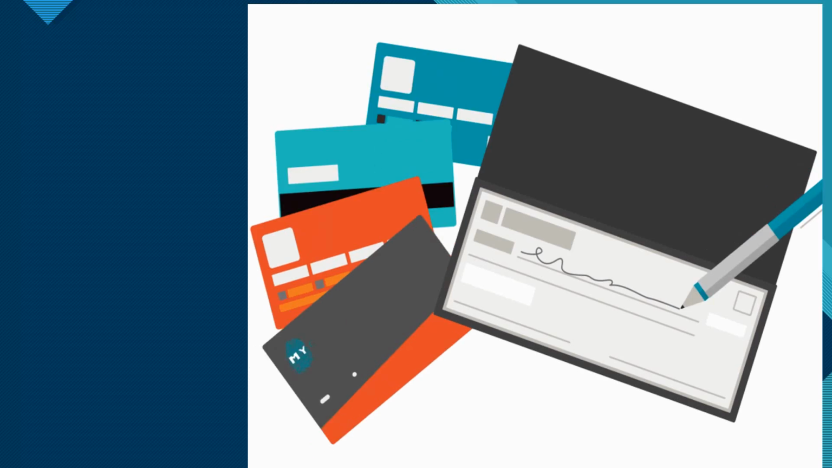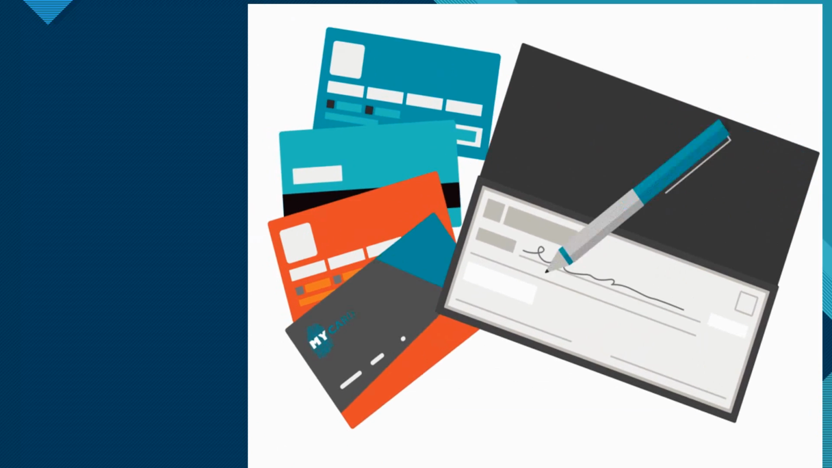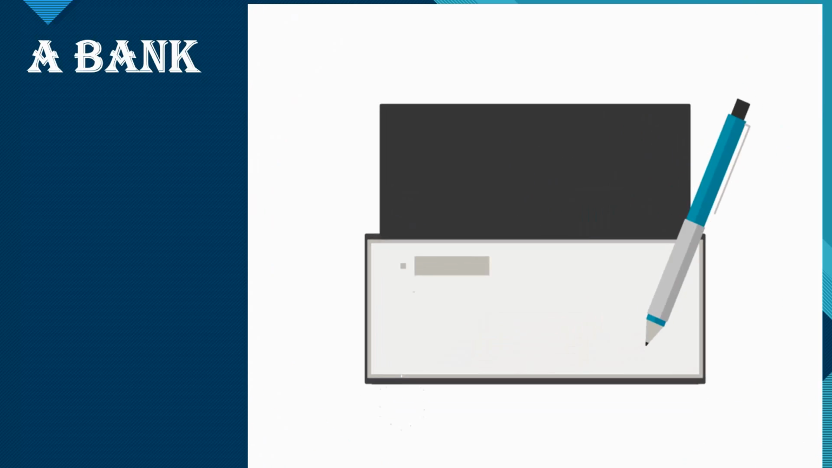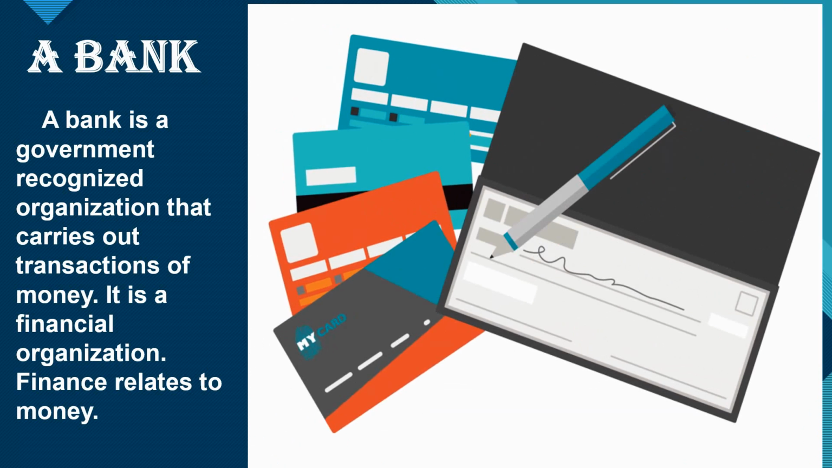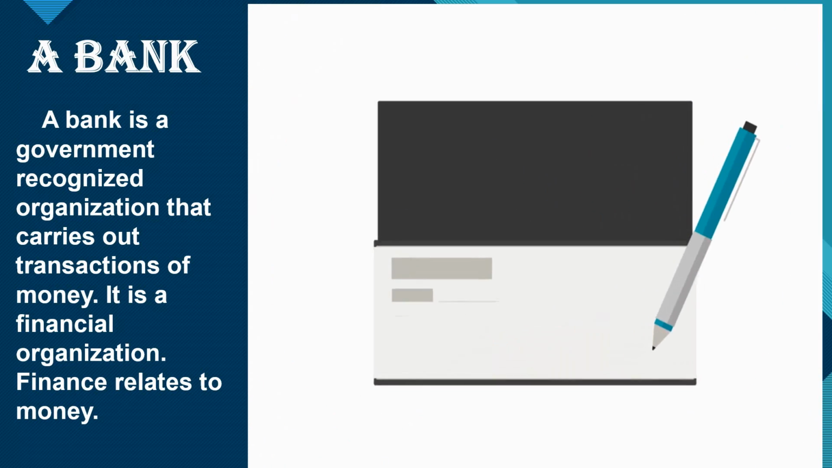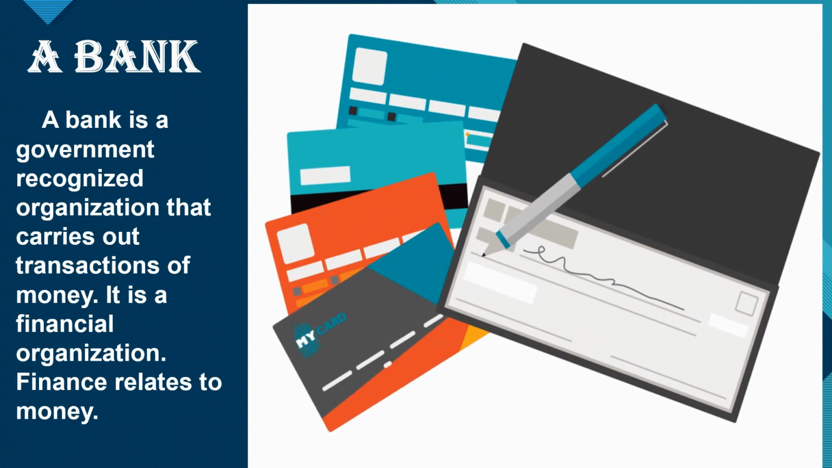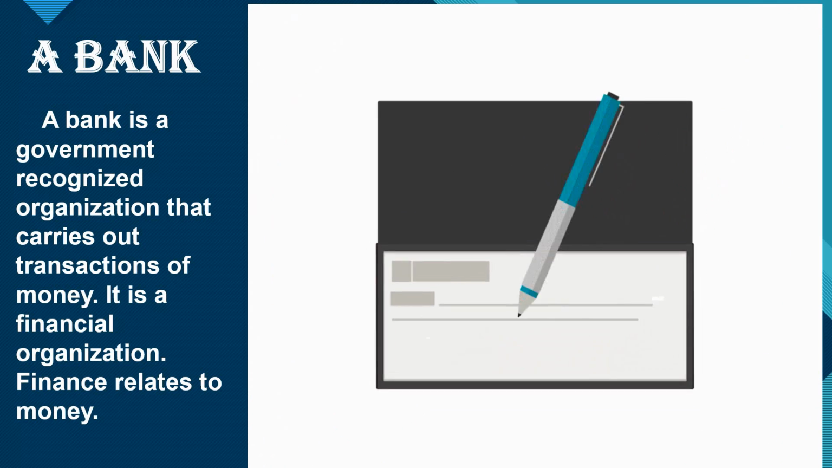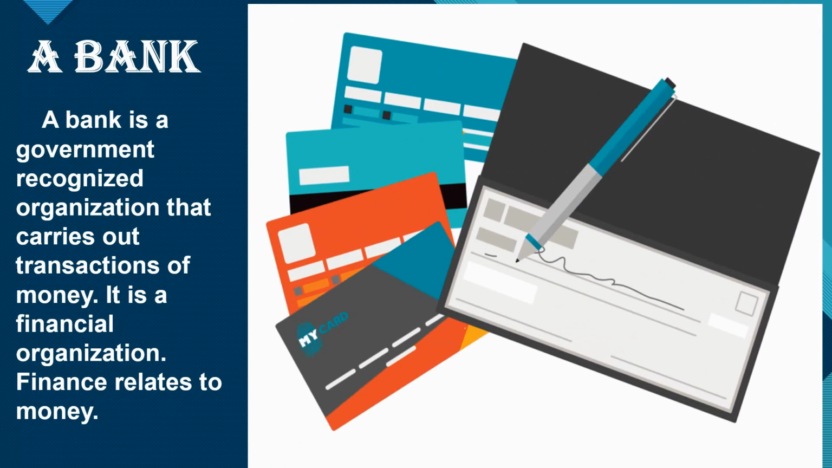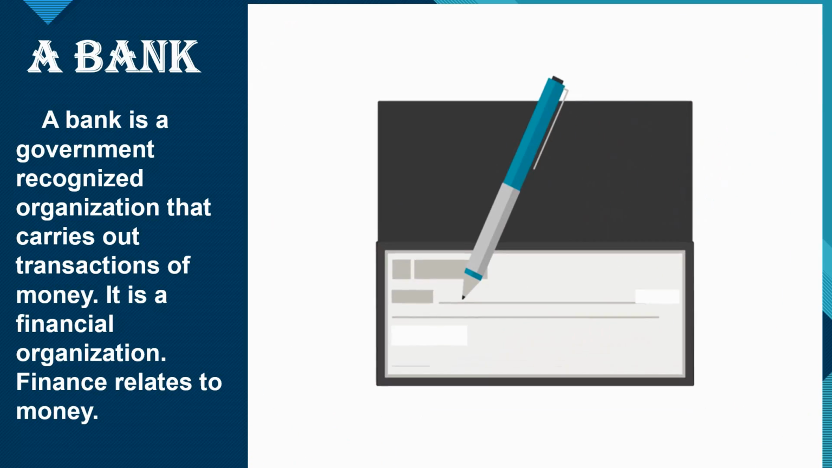Students, look at this picture. In this picture, you can see a bank. So, a bank is a government recognized organization that carries out the transaction of money. It is a financial organization.